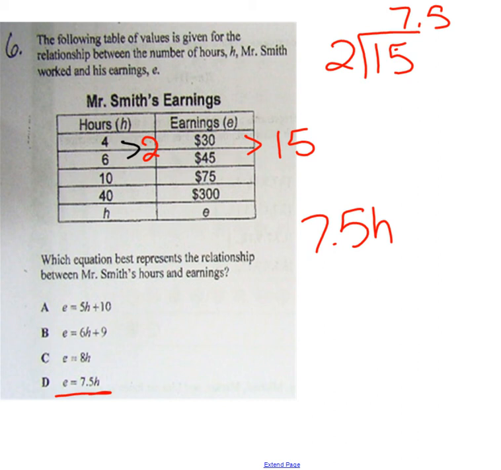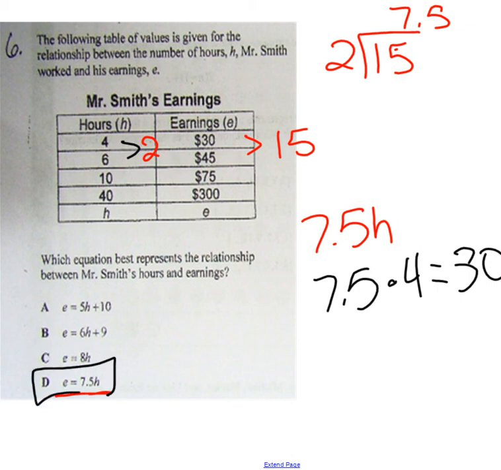We could check this. What's 7.5 times 4? It's 30. If this was an actual test, I would check all of these, but since we have like 10 minutes left, we're not going to. We can assume this is the correct answer? Yes. Plus, we're going to try to go quick before my board explodes.